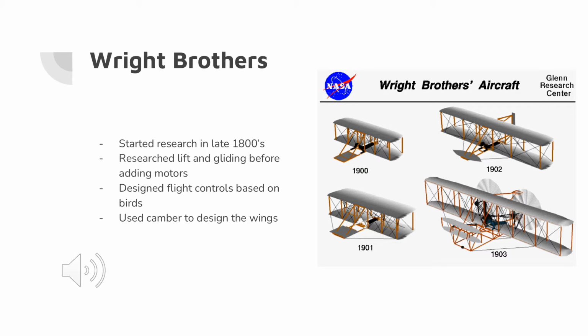We start with the Wright brothers. In the late 1800s, many inventors were trying to create manned aircraft. Most inventors started with a large engine and then worked on the rest of the design. The Wright brothers started with the controls and lift mechanisms before working on the thrust. They designed their flight controls based on birds' wings. One critical part of their design was using camber in the wings.